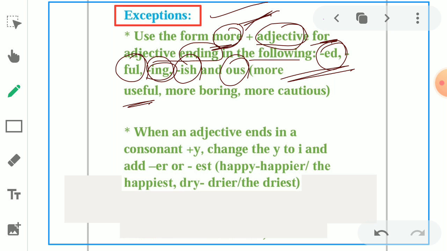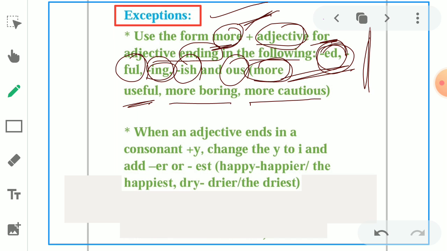If the adjective is useful, you need to use more useful in the comparative degree. More boring. Similarly, more cautious. You have to go on the basis of the ed form, ful, ing form, then ish, and the last one is ous. So this is the way we have to use the more form.